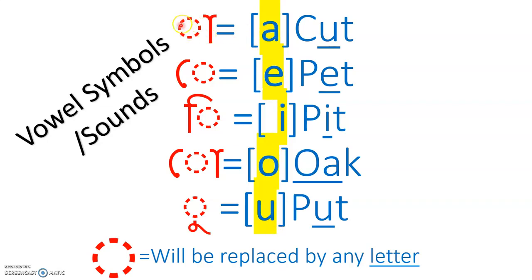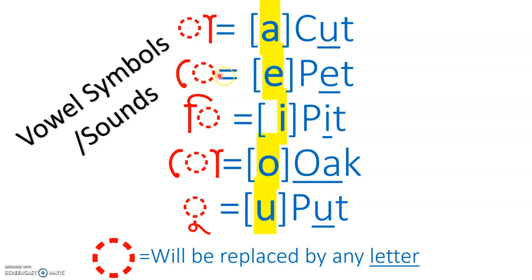A is a vertical line to the right, and this really means any letter, which will be replaced by a letter. Without a letter, these vowel symbols don't make any sense. So this vertical line, this symbol right next to your letter, will make it sound like an A, just like the U sound in cut.